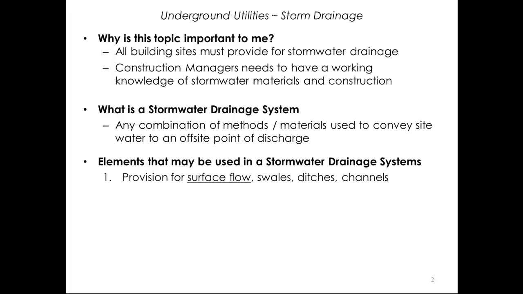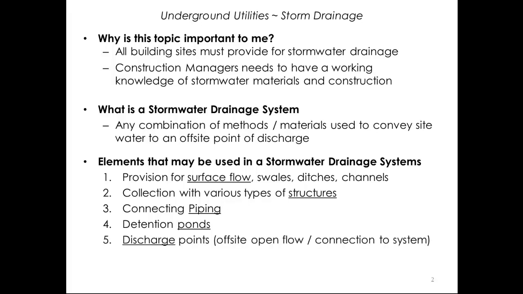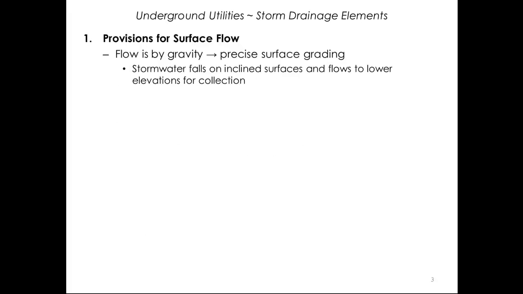The first is the provision for surface flow of stormwater. And the next is the collection of that water using different types of structures. The third element is the underground piping that connects the structures. And the fourth is the use of detention ponds, which retain some of the water on the site. And finally, the last element is the off-site discharge of the stormwater in either an open flow or by connection to a municipal system. Let's look at the 5 elements in a little more detail with a few illustrations.